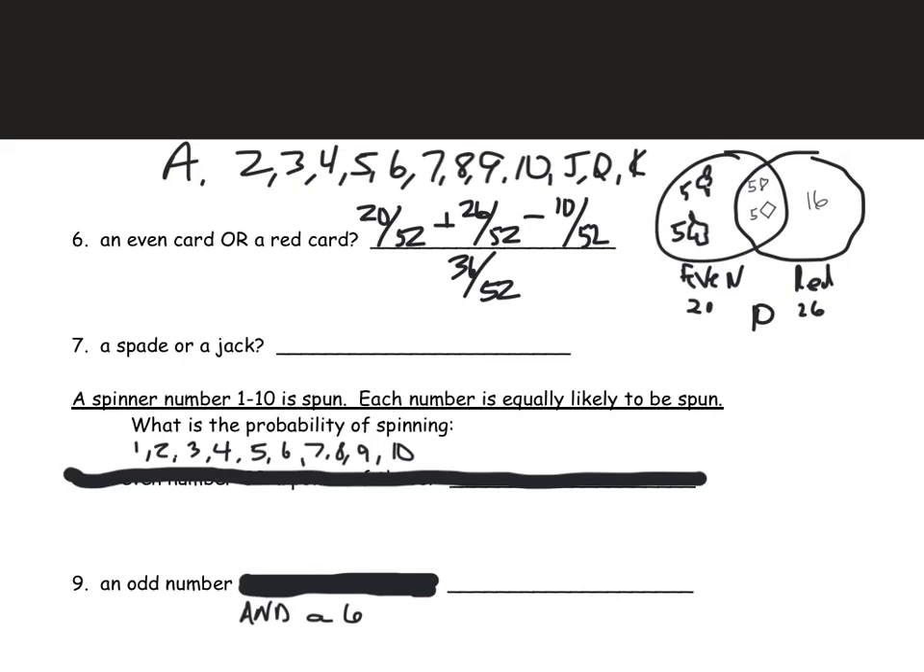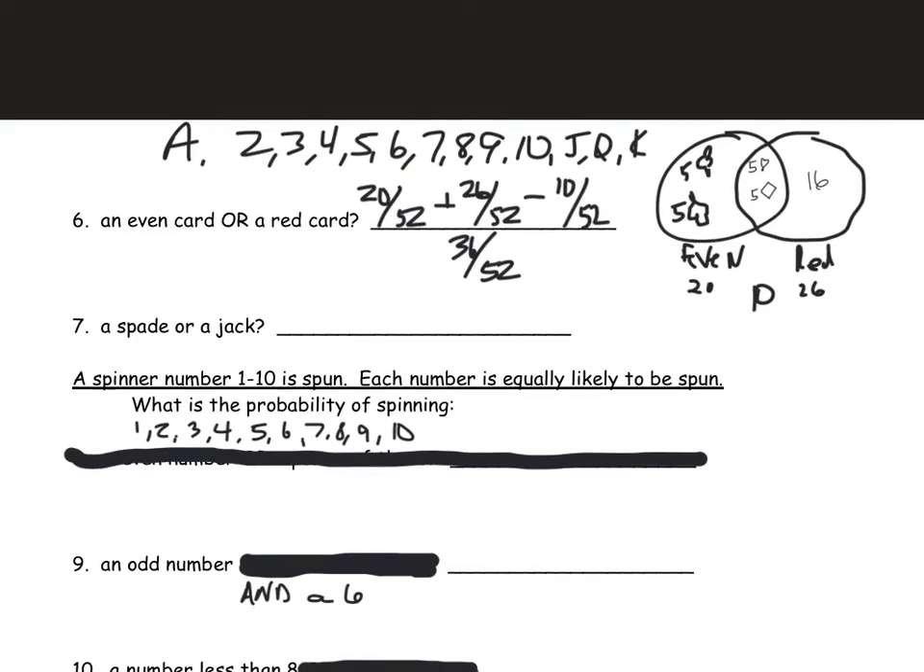Okay? So that gives you an idea of one that's an inclusive one. In other words, things are included in both groups. That's why we call it inclusive.